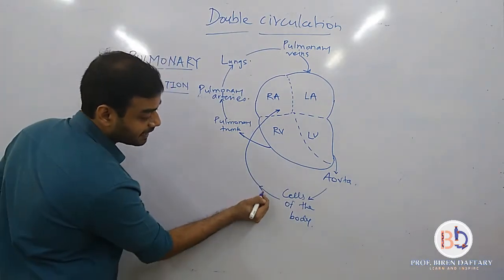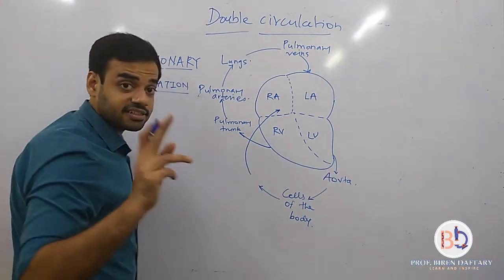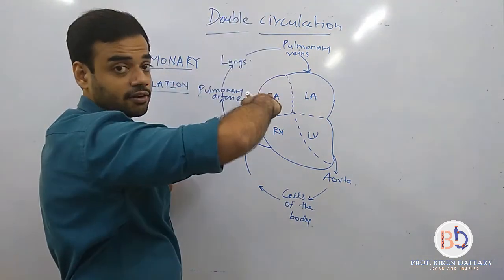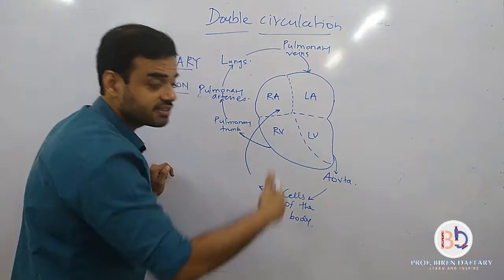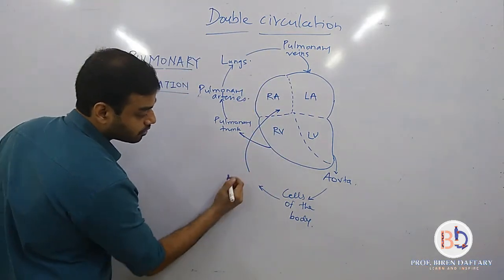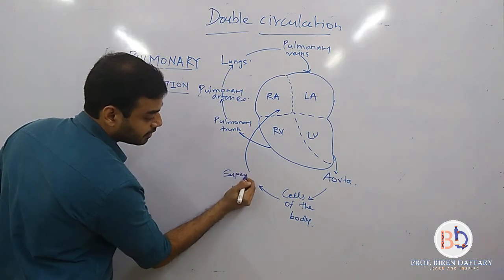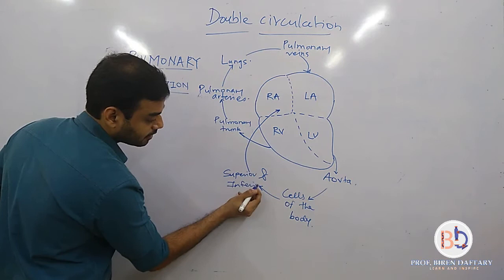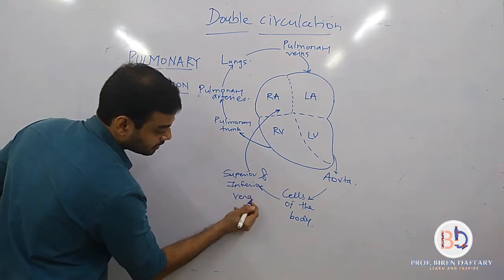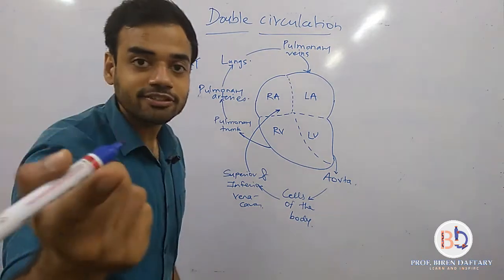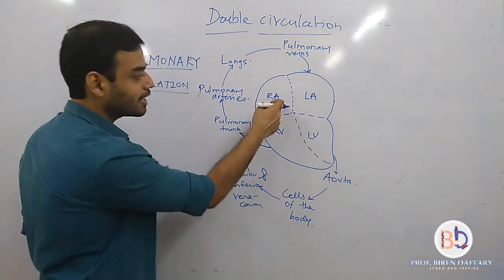Deoxygenated blood will be carried by which vessels? I taught you. The upper vessel which comes downward is the superior vena cava, and the one which goes from below upward is the inferior vena cava. So both the superior and inferior vena cavas will carry the deoxygenated blood, and deoxygenated blood will go where? Into the right atrium.